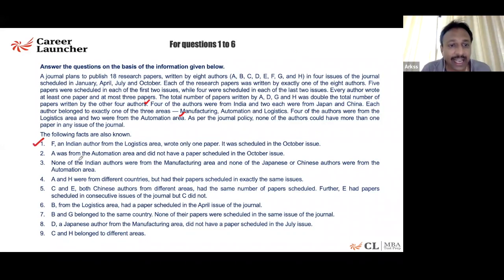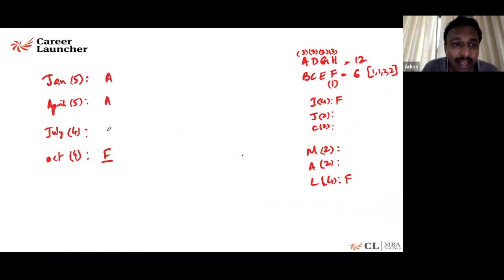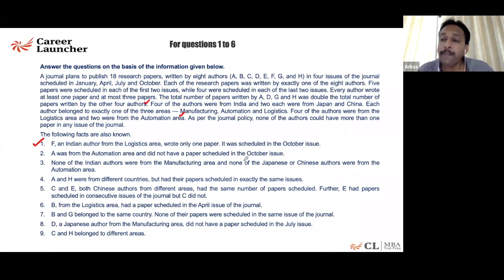This is done. A was from the automation area and did not have a paper in the October issue. Now look at this. If A has written 3, and he is not in October, that means A should have been in Jan, April and July. A is from the automation area, so I put it in automation. We still do not know which country he is from, but this is also as of now done.